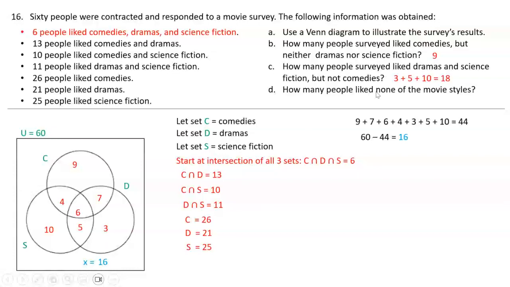And for part D, how many people like none of the movies is what's on the outside. It's in the Venn diagram, but it's on the outside of the sets, which is 16. That's how you draw a Venn diagram to answer particular questions.